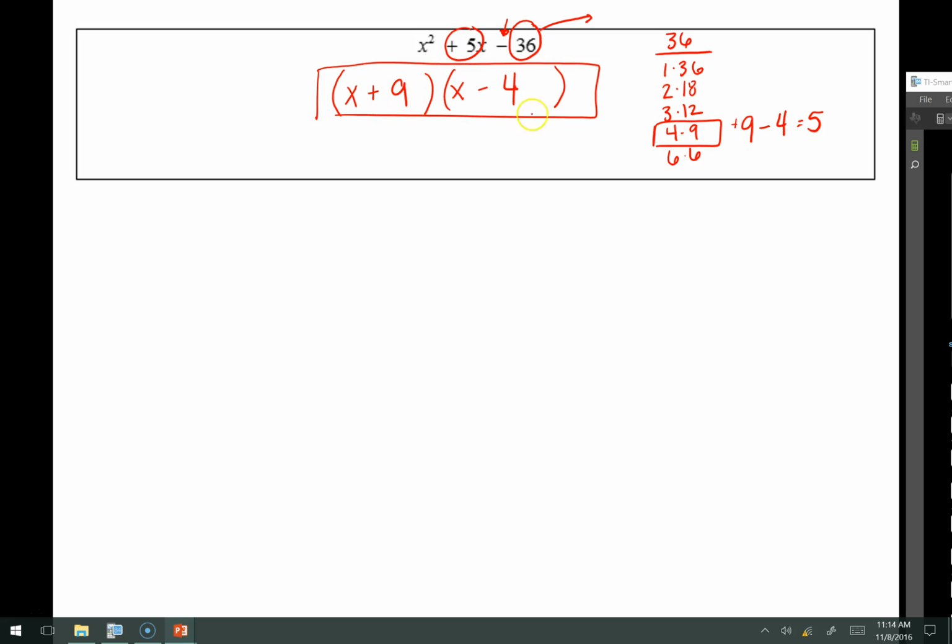I can distribute these back together, and that should give me x squared plus 5x minus 36. So to check that, if I do x times x, that's x squared. For my outer piece, or the second piece of the distributing, that's minus 4x. This inner piece is plus 9x, and the last piece is negative 36. These like terms get combined, so that is x squared plus 5x minus 36. That was my original problem, so it checks.